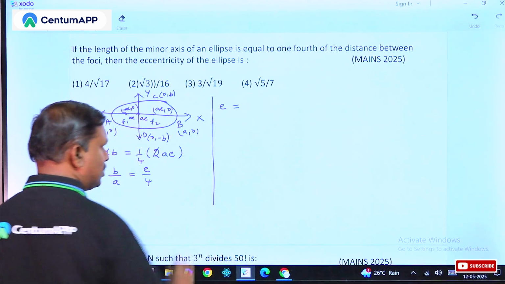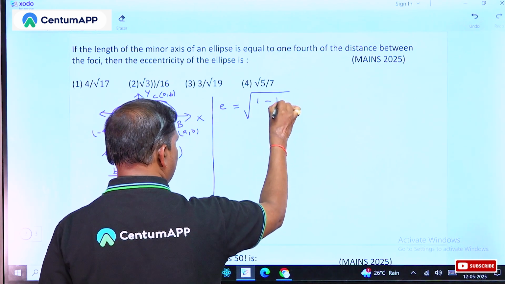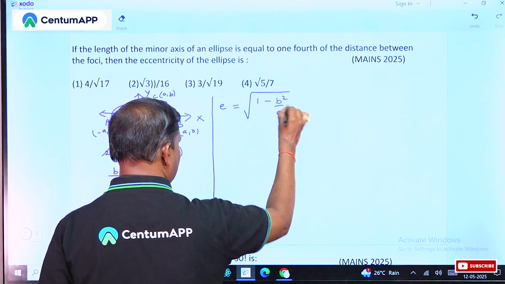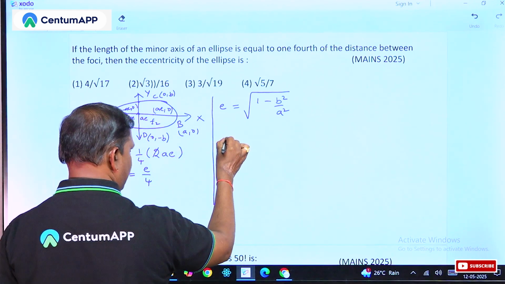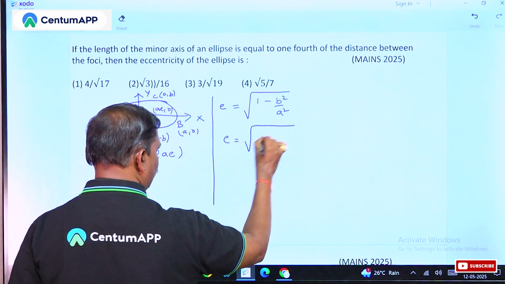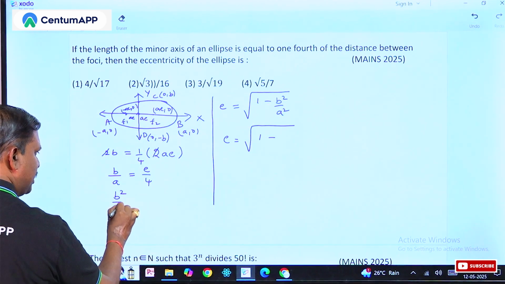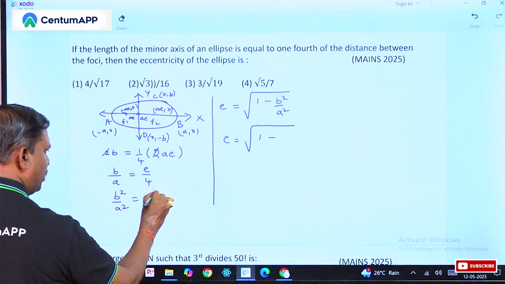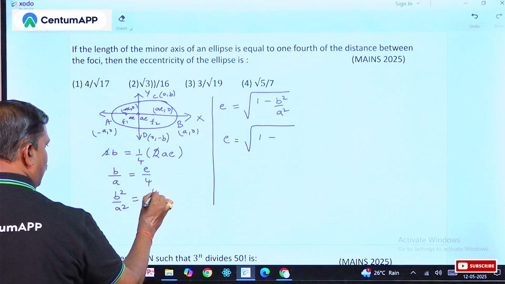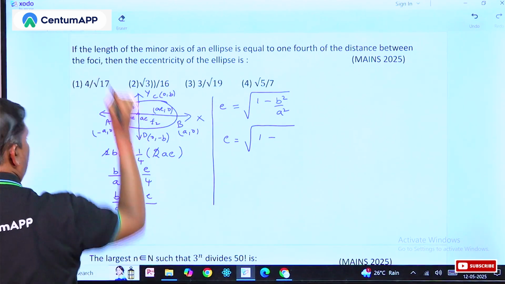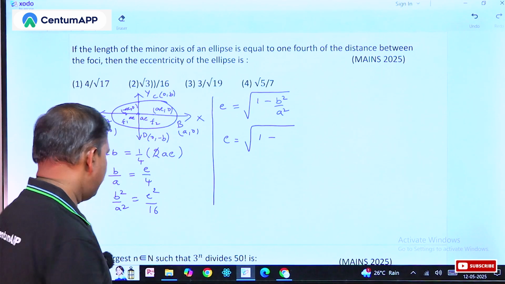The eccentricity of an ellipse is e is equal to square root of 1 minus b square by a square. Yes, here we know the b by a value. Now substitute e is equal to square root of 1 minus b square by a square. Squaring on both sides, b square by a square is equal to e square by 4 square, which means e square by 16. So b square by a square value is e square by 16.